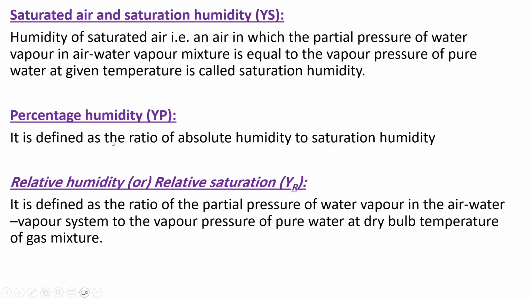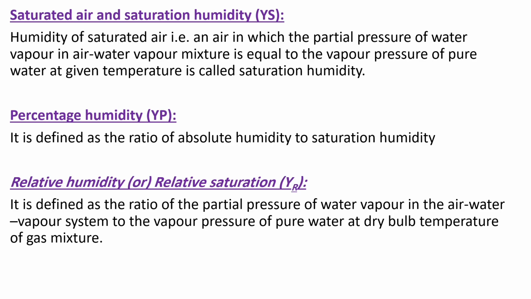Percentage humidity compares actual humidity to saturation humidity. So it is the ratio of absolute humidity to saturation humidity multiplied by 100. That's why it is percentage. Then relative humidity or relative saturation, they are the same thing. Relative humidity is the ratio of the partial pressure of water vapor in the air-water vapor system to the vapor pressure of pure water at the dry bulb temperature of the gas mixture.